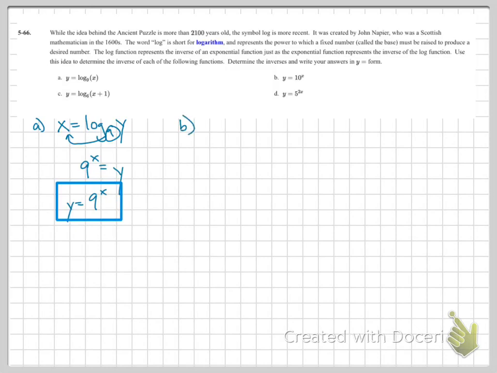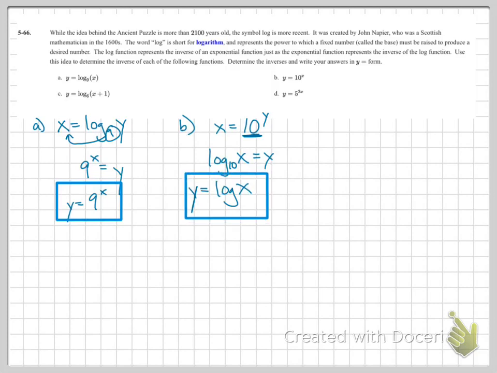B, switch the x and y. X equals 10 to the y. Use your knowledge of logarithms to change that. 10 is the base. So you can write it as log base 10, but also you don't have to write the 10. You can just leave it blank. Of x equals y, or y equals log of x. That is the inverse of y equals 10 to the x.